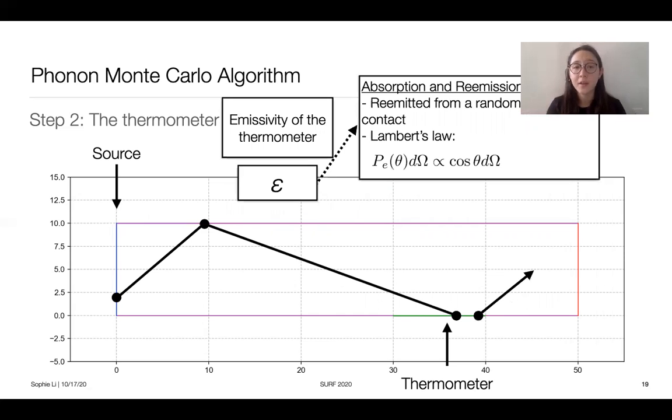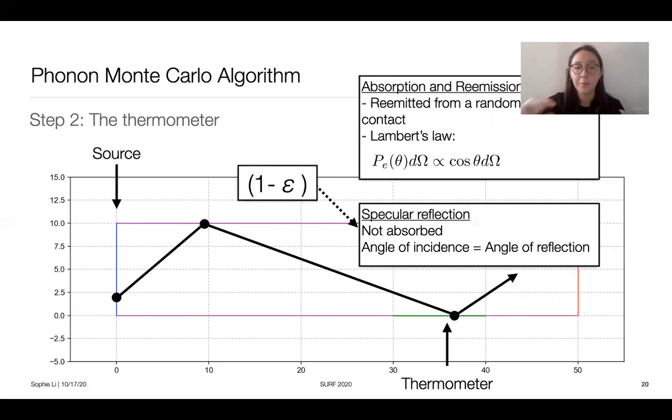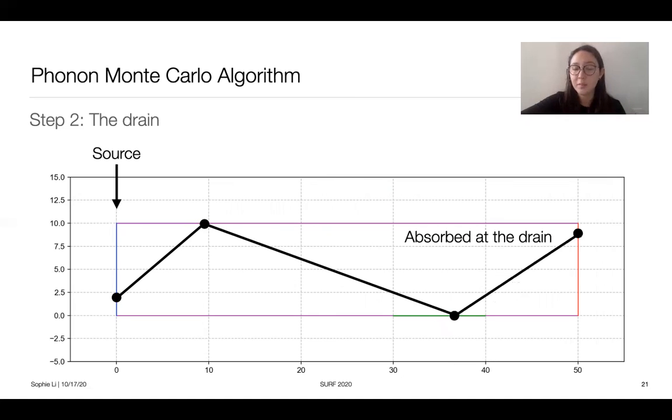And at the thermometer, the probability of diffusive scattering is a little different. It's characterized as the emissivity of the thermometer. So with parameter epsilon, we have absorption and re-emission. And again, the particle is absorbed and then emitted from a random point on the contact with Lambert's law. With probability 1 minus epsilon, we have the specular reflection again. Eventually, the particle is absorbed into the drain. However, we can also have backscattering at any point across this, and the particle can then be reabsorbed by the source. And that's very important when we look at the results later on.